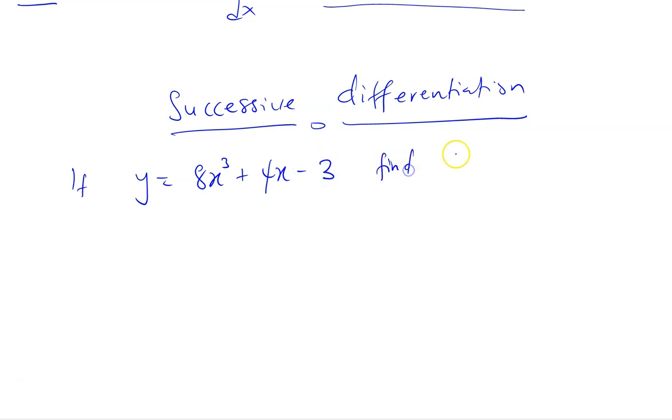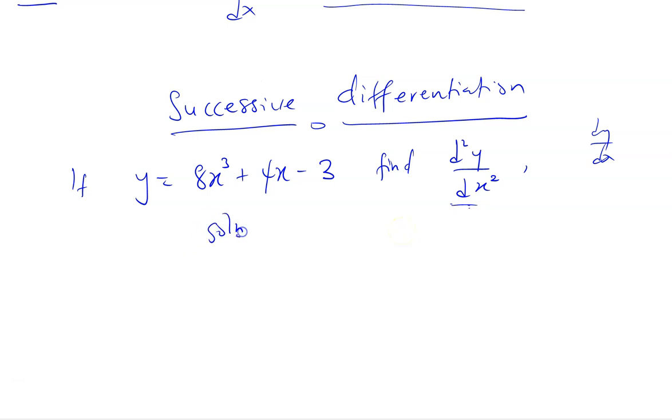Find the d squared y on dx squared. So this is successive differentiation. At this point I have y equal to 8x cubed plus 4x minus 3. Before I can get d squared y on dx squared, I need to first find dy on dx. So I'm differentiating twice. That will help me arrive at d squared y over dx squared. That is what is termed as successive differentiation.